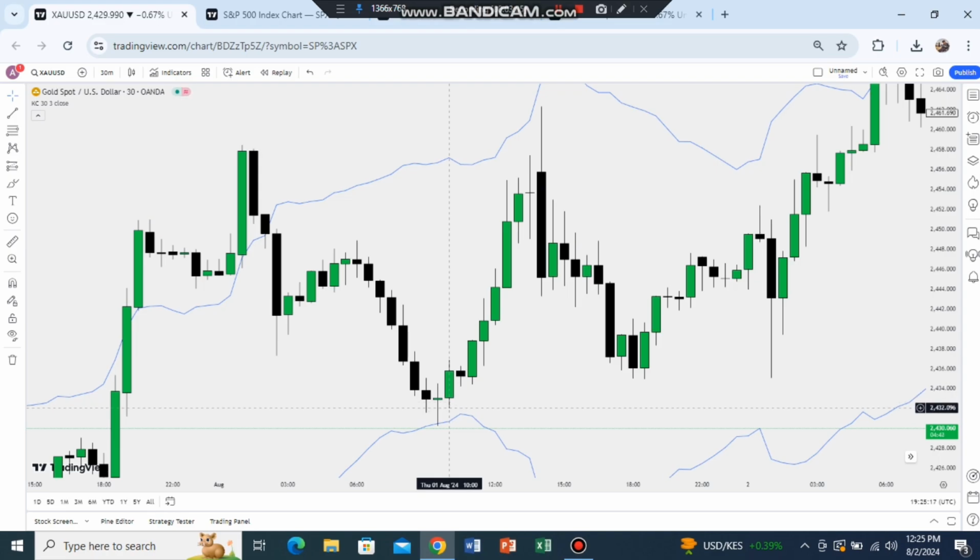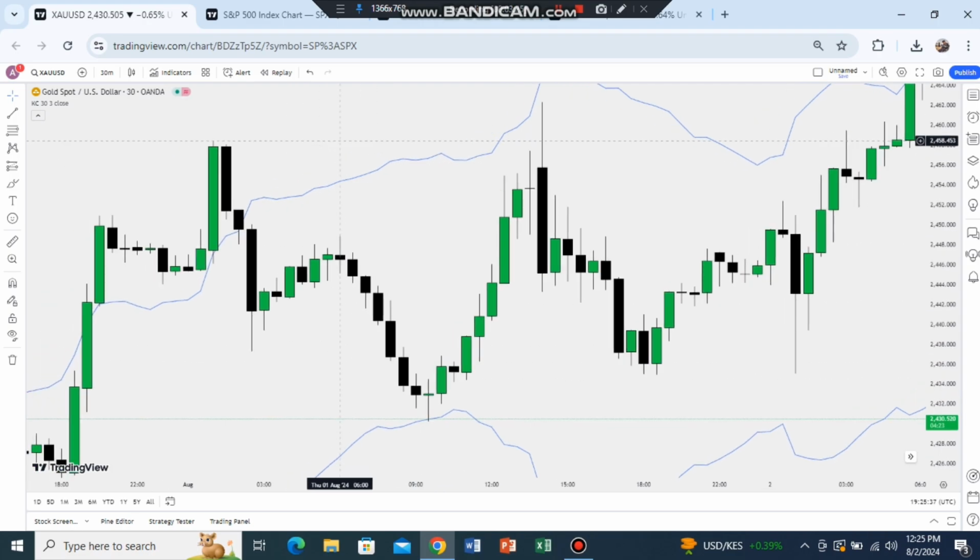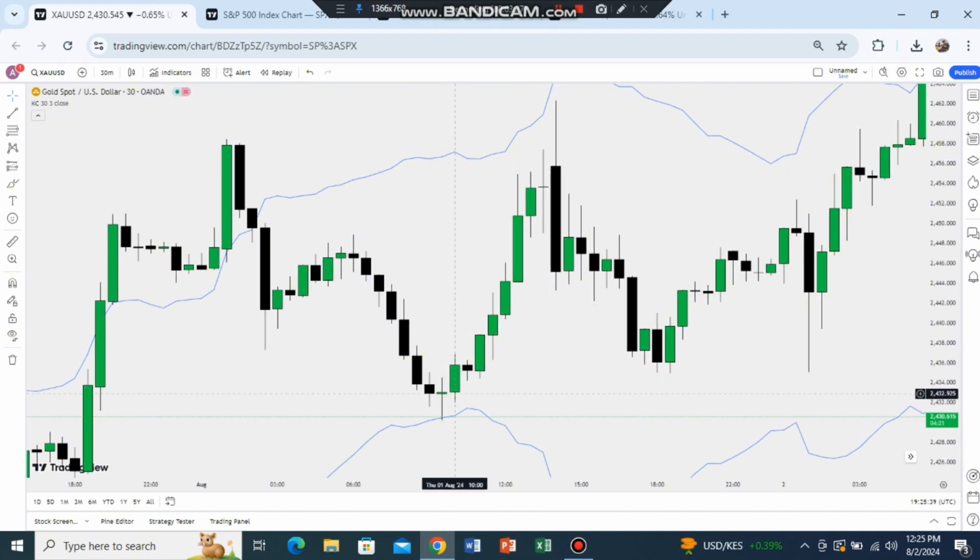Now, what will be the next step? The next step will be an up closing candle. As you can see, this is a green candle and an up closing candle. It can come down below this previous candle, but it should close above this indicator. As you can see, it has closed above this indicator and above this previous candle. Closing above the previous candle is not necessary, but it should close above this indicator.